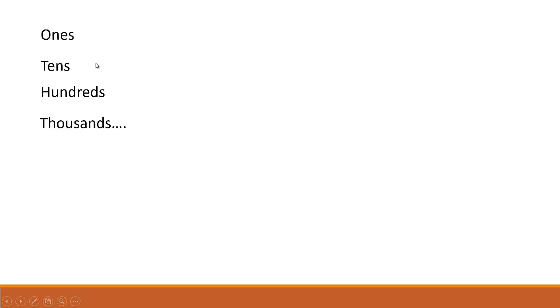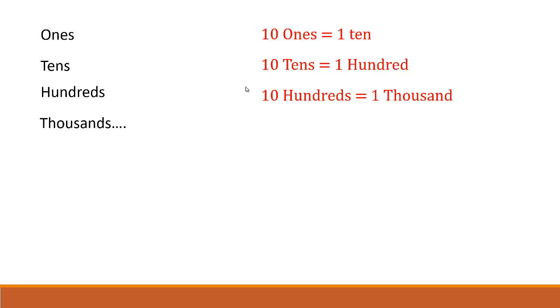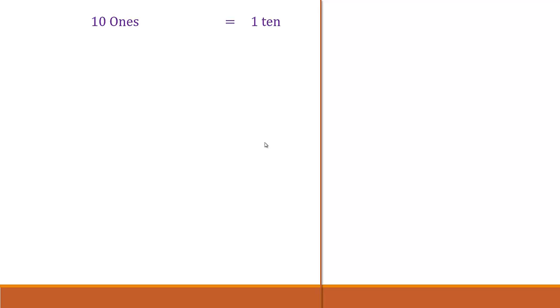Let us see the connection between these ones, tens, hundreds, and thousands. 10 ones is equal to 1 ten. 10 tens is equal to 100. 10 hundreds is equal to 1000, etc. Let us understand this better with some pictures. 10 ones is equal to 1 ten.